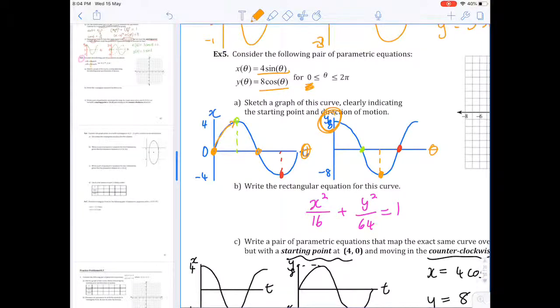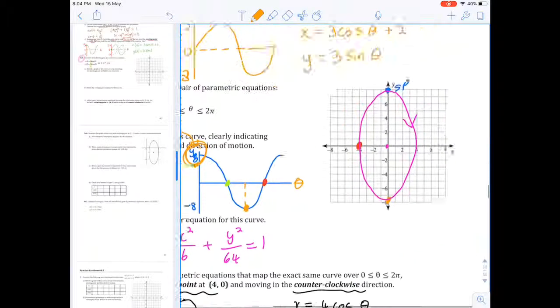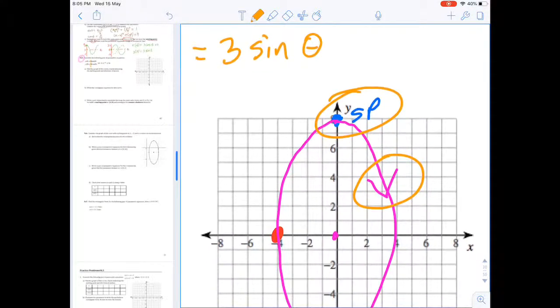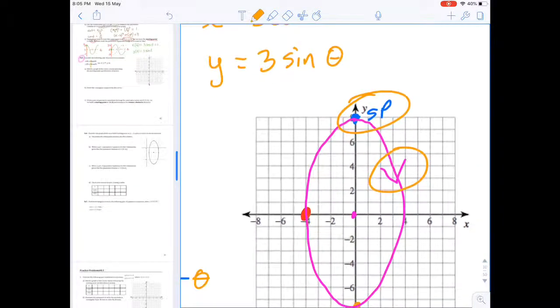Again, theta equals 0 allows us to know that the coordinates of our starting point on the graph should be x equals 0, y equals 8, and that's highlighted over here. The next important part for us to figure out is how do we know that our direction in this case is clockwise. What we can check is the y graph.